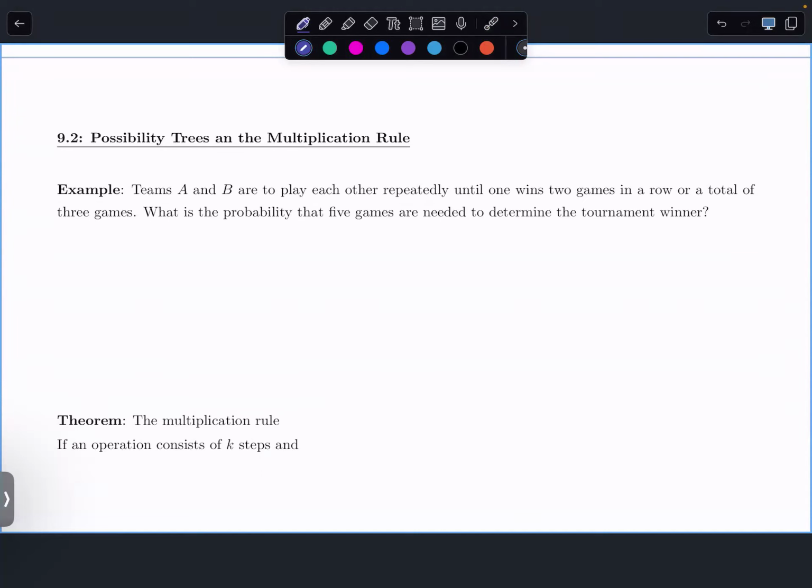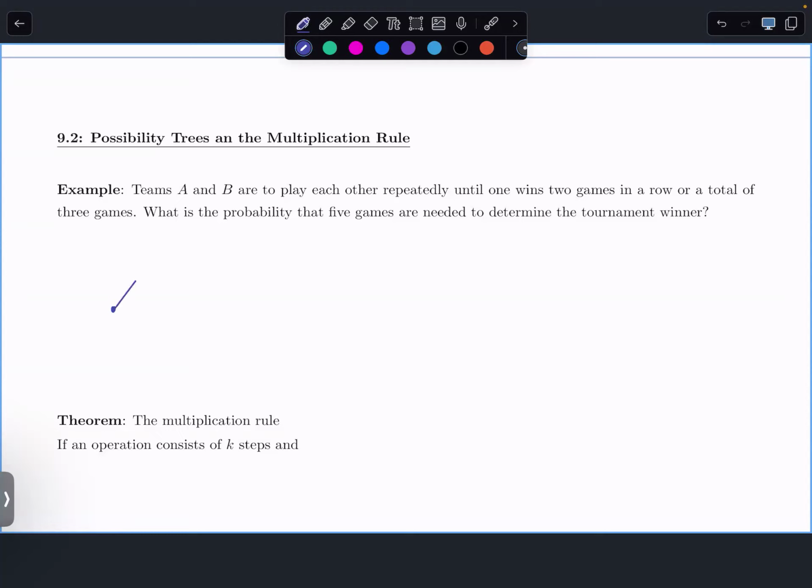Okay, so teams A and B are going to play each other repeatedly until one team wins 2 games in a row, or a total of 3 games. What is the probability that 5 games are needed to determine the tournament win? It's fun. Are you ready? Good. Great. I'm going to start with game 1. What are the possibilities here?